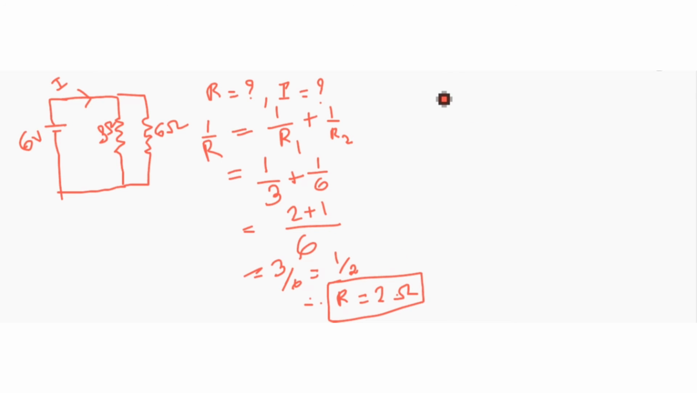Now to find out the current, we have to apply Ohm's law. From Ohm's law we have R is equal to V by I. Now just put the values of R and V. R is 2, V is 6. Then we need to calculate I. So I will be 6 by 2, which is equal to 3. So current is 3 ampere.